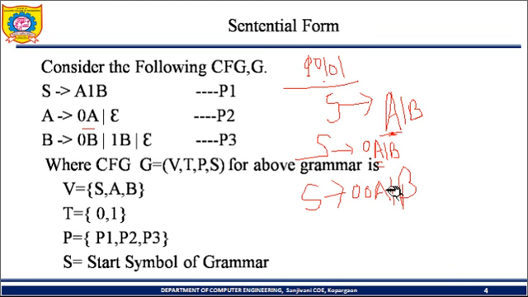So we should replace that A with epsilon. Now I am going to replace A with epsilon. Why A with epsilon? Because A has that production rule. If A has that production rule, then only we can use it. Otherwise we cannot use it.